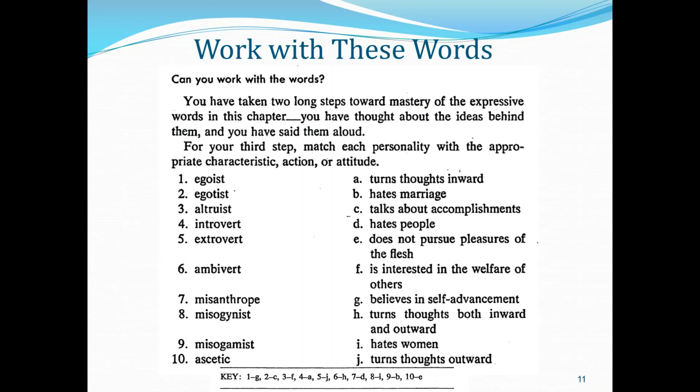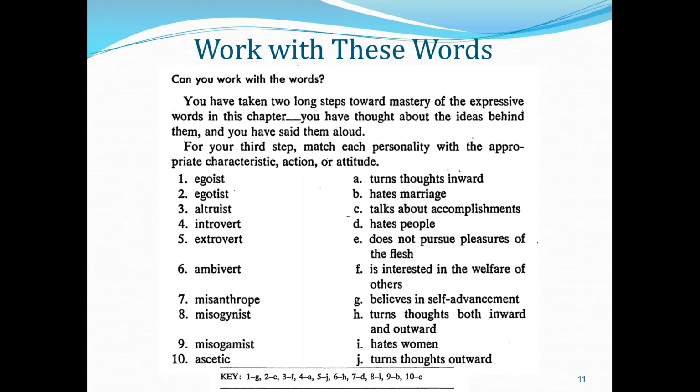Number three, altruist. So here it says it's F. Well, is interest in the welfare of others. Correct. We're correct. Number four, introvert. A. So turns thoughts inward. Again, we're correct. Number five, extrovert. And it is J. So it turns thoughts outward. Correct. Number six is ambivert. Here the answer is H. So let's check out H. Turns thoughts both inward and outward.